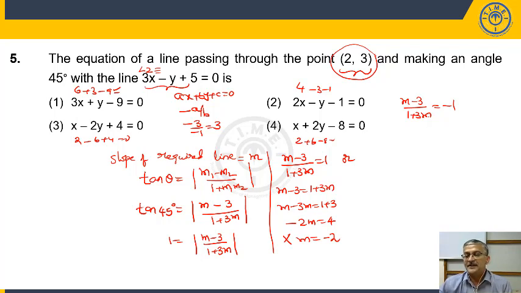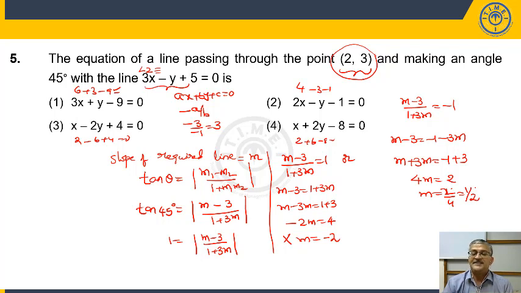Now, substituting in the second possibility, m minus 3 is equal to -1 minus 3m. You take -3m this side and -3 that side. Then m plus 3m is equal to -1 plus 3. So 4m is equal to 2. So m is equal to 2 by 4, that is 1 by 2. So what is the slope of the line? It is 1 by 2.